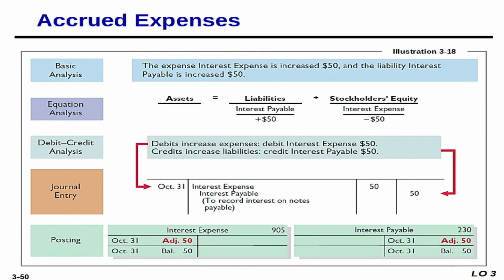So you have an interest expense ledger and an interest payable ledger. Interest expense only showed up in that adjusting entry, so we didn't have any normal transactions for interest expense. That adjusting entry was a debit. Then the balance is a debit of $50, and that's all she wrote. Interest payable only showed up in that adjusting entry, so we have a credit of $50, and then we have a balance of $50, and that's all she wrote.